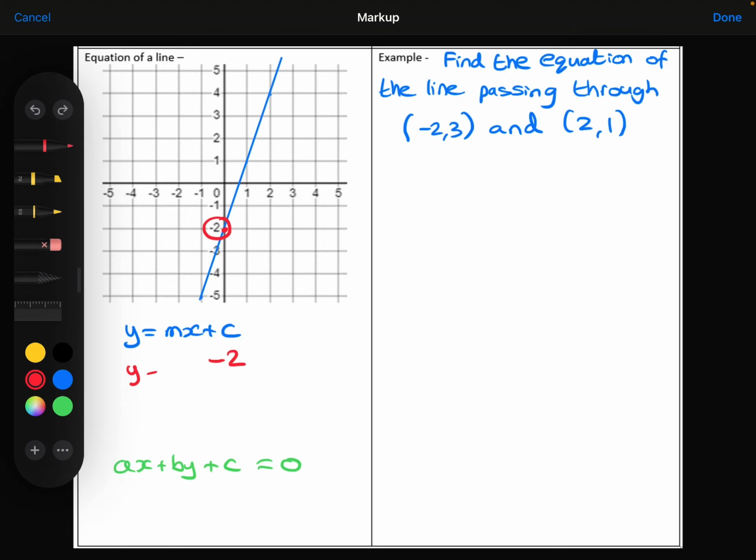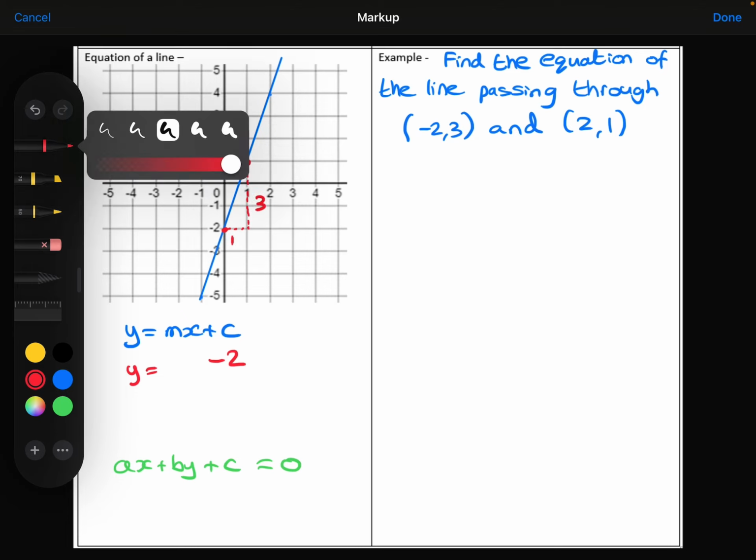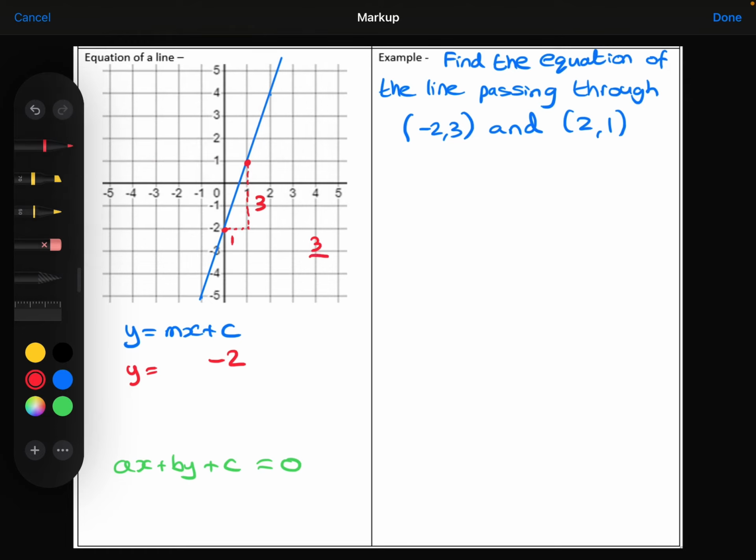And the m value, we can work that out like we did on the previous slide, by finding how much we're going up by when we go across, the change in the y divided by the change in the x. In this case, I can see that the change in the y is 3 when the change in the x is 1. So the gradient is 3. So y equals 3x minus 2 is the equation of that line.